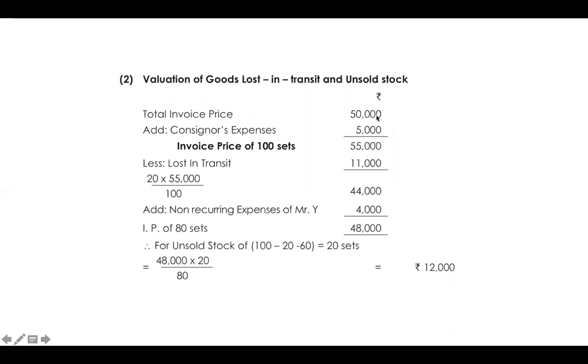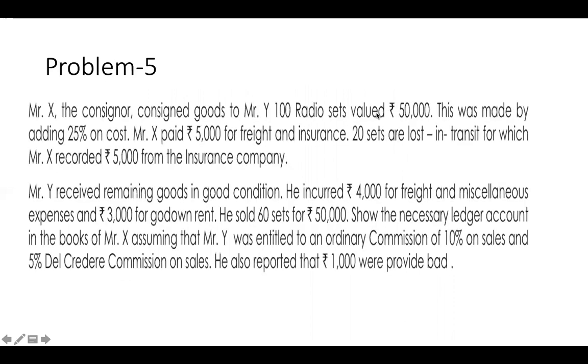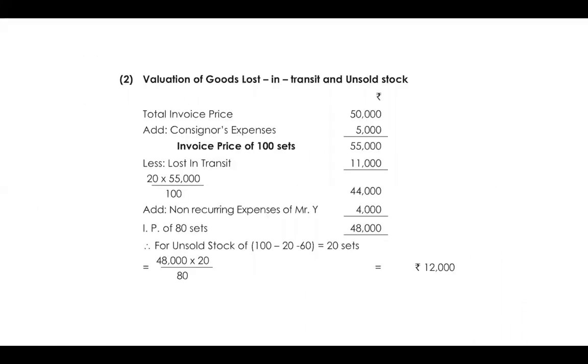Total invoice price 50,000. That's what is given here. And he paid freight of 5,000. And 20 sets were lost in transit. Look at this. 50,000 is the invoice price, and the expenses of the consignor 5,000, just as I have shown you in the problem. So 50 plus 5, 55,000 is the worth of the 100 sets that are consigned.